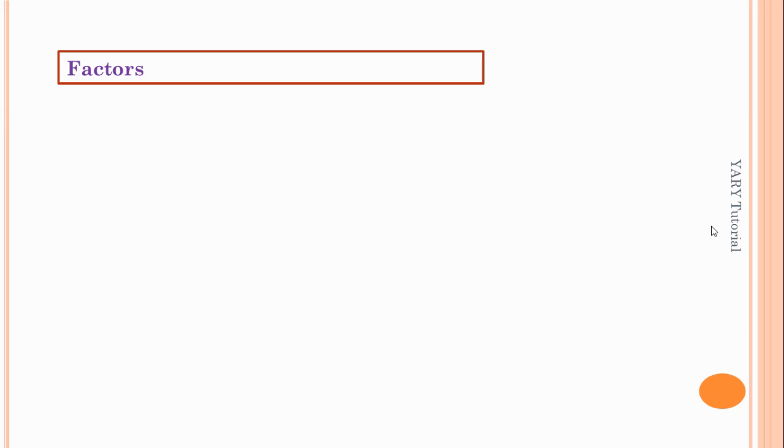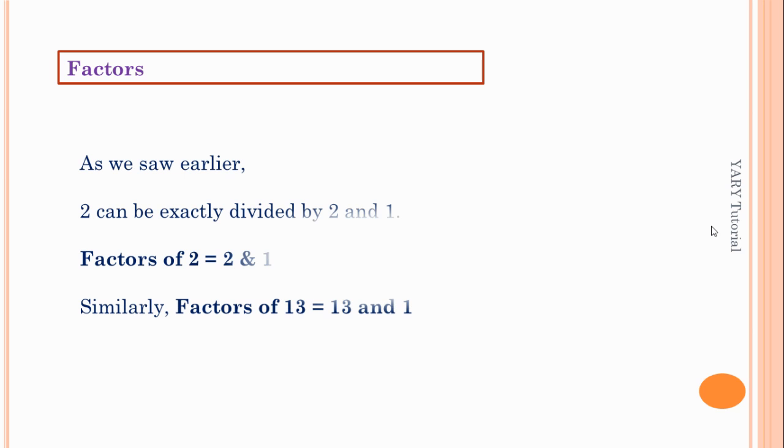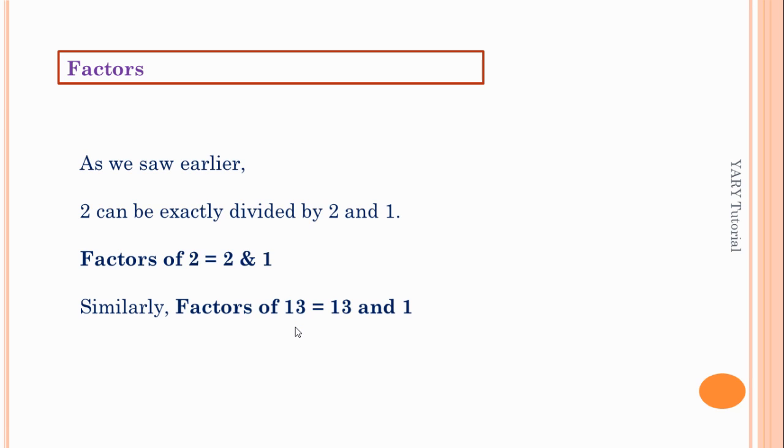What is a factor? As we saw in the previous slides, 2 can be exactly divided by 2 and 1. It means the factors of 2 are 2 and 1. Similarly, the factors of 13 are 13 and 1. 2 and 13 are prime numbers.